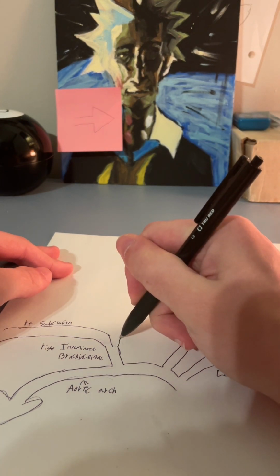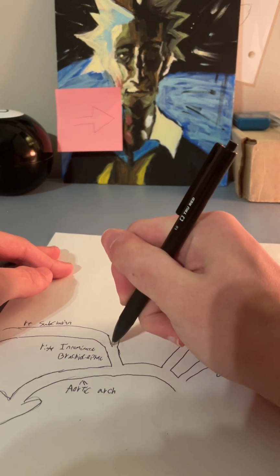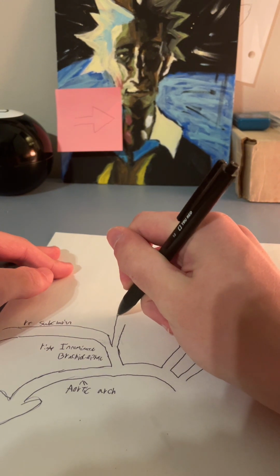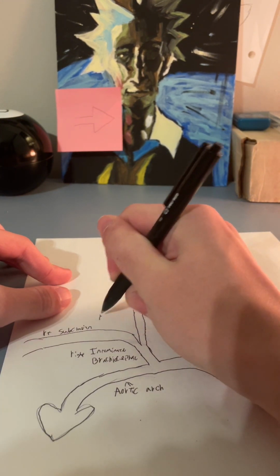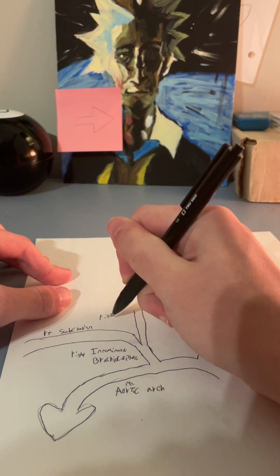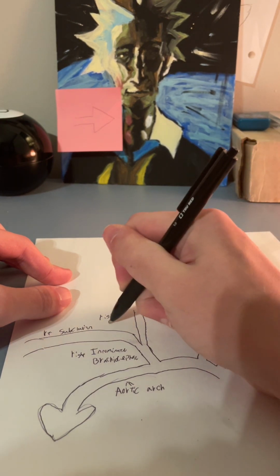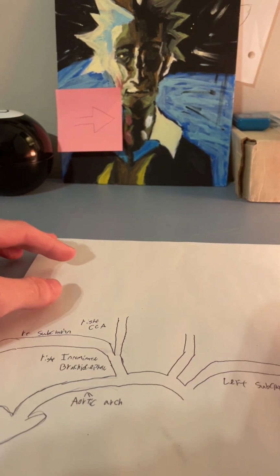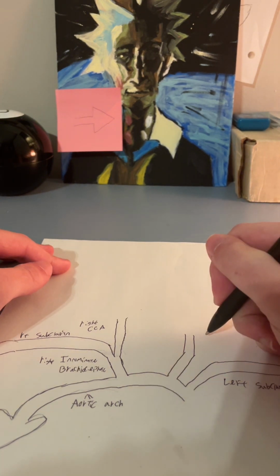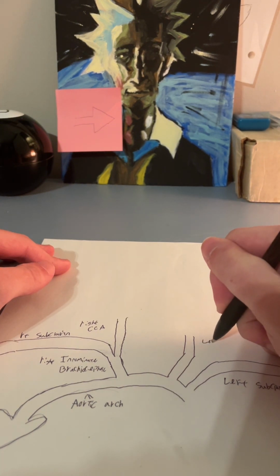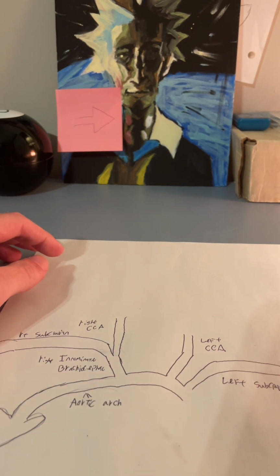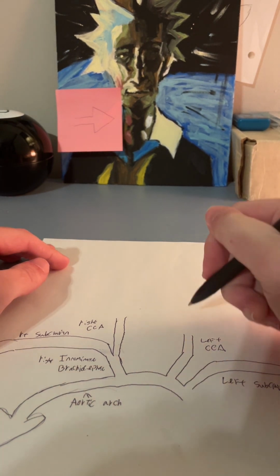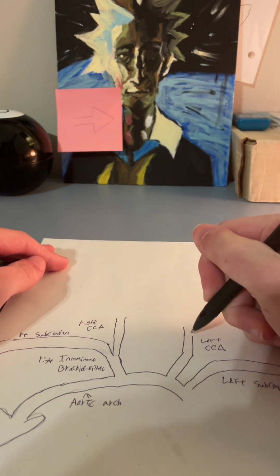And then it's going to have another vessel right here. This guy is your right common carotid. For simplicity's sake, I'm just going to put CCA. That's common carotid artery. Okay. And this is your left common carotid artery. And these just kind of extend up along your neck.